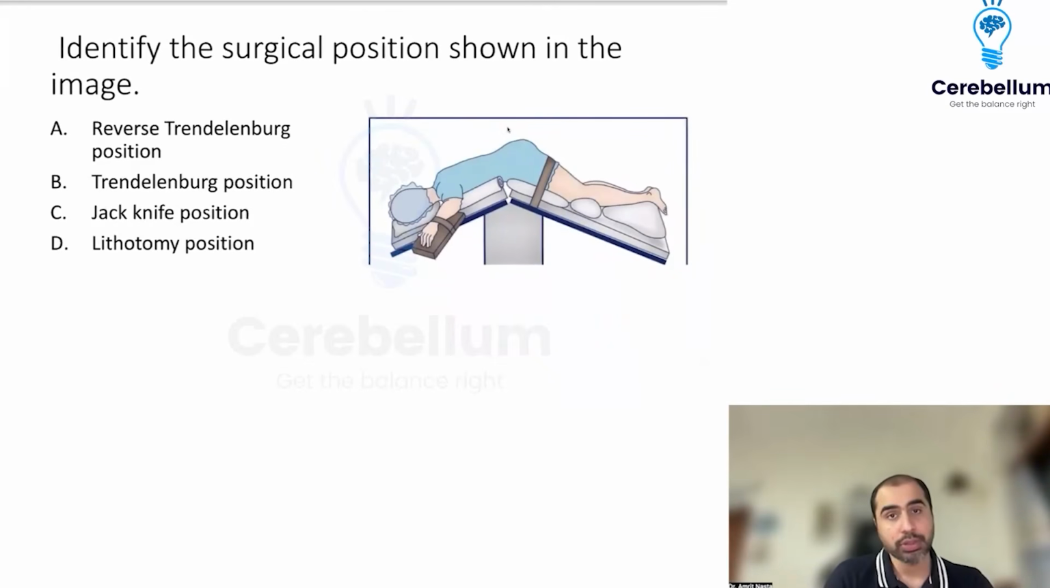What is the surgical position? This is called the prone jackknife position. Okay, the name of the position is prone jackknife position.